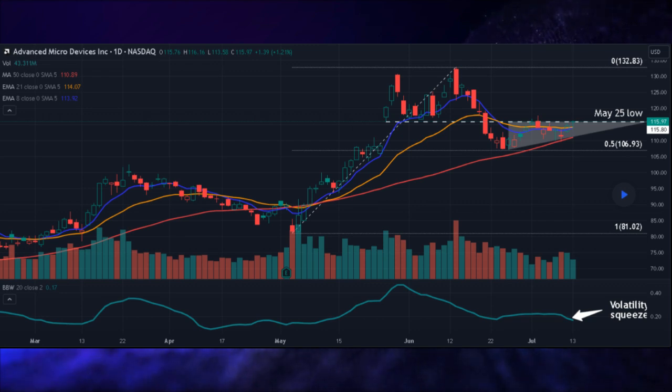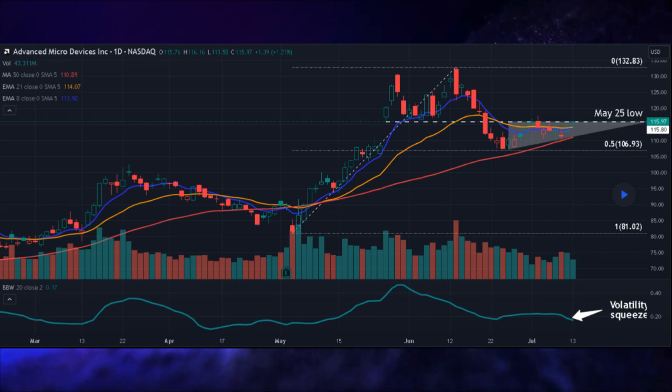During this phase, AMD's price made higher lows while remaining below the May 25th low. This intriguing formation points towards a potentially bullish ascending triangle continuation pattern. While the consolidation took shape, the Bollinger Band width, a measure of volatility, notably narrowed. This period of compression often precedes a significant price expansion.